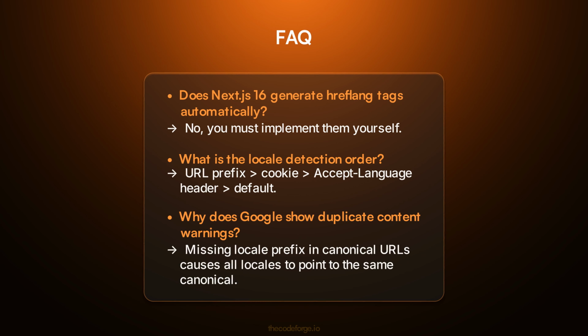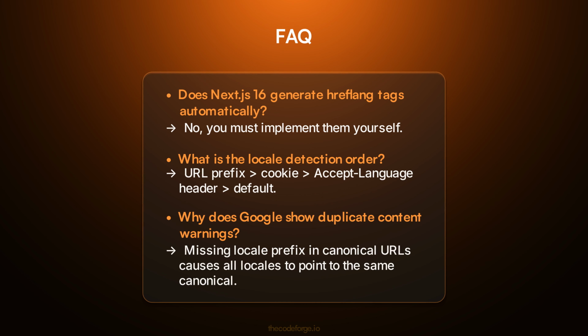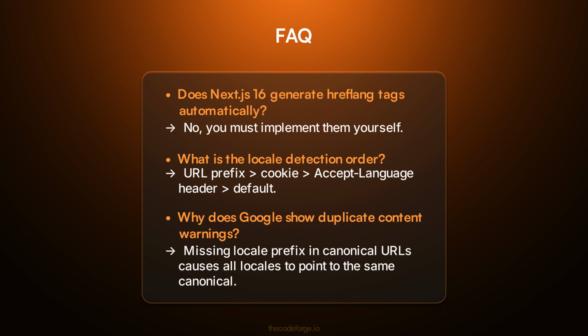And a few frequently asked questions. Does Next.js 16 generate Hreflang tags automatically? No, you must implement them yourself. What is the locale detection order? URL prefix, cookie, Accept-Language header, default. Why does Google show duplicate content warnings? Missing locale prefix in canonical URLs causes all locales to point to the same canonical.